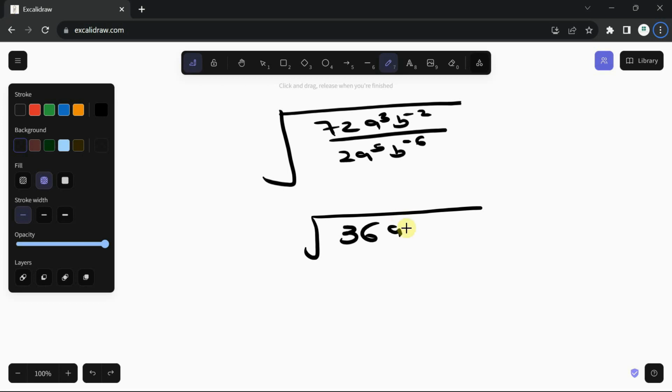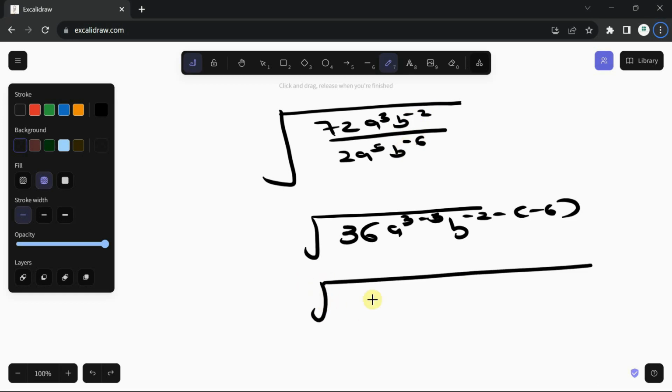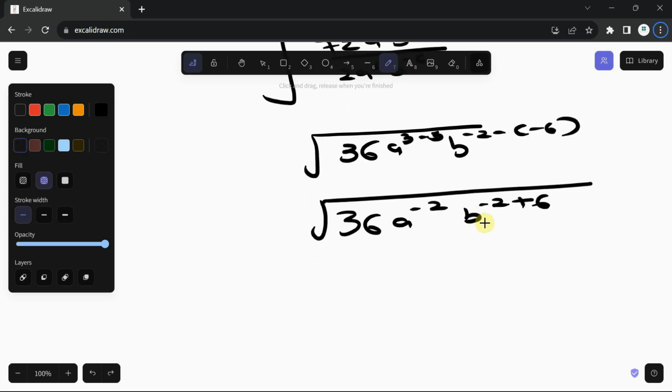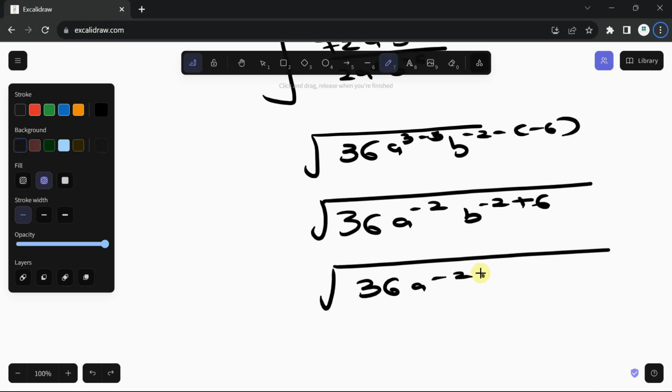I could say a raised to the power of 3 minus 5, because a cubed over a raised to the power of 5, so I could say minus. Then b raised to the power of minus 2 minus minus 6, because this is b raised to the power of minus 2 divided by b raised to the power of minus 6. So I could say square root of 36, a 3 minus 5 is minus 2, b minus 2 minus minus is plus, so plus 6. So I could now say square root of 36, a raised to the power of minus 2, b raised to the power of minus 2 plus 6 is 4.